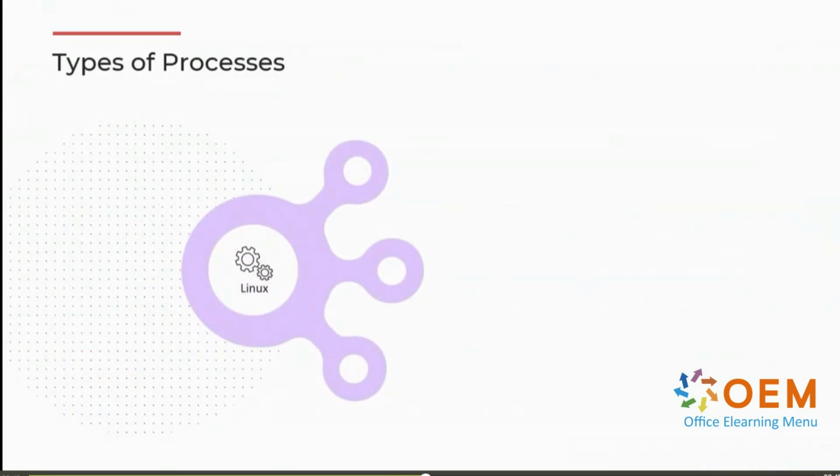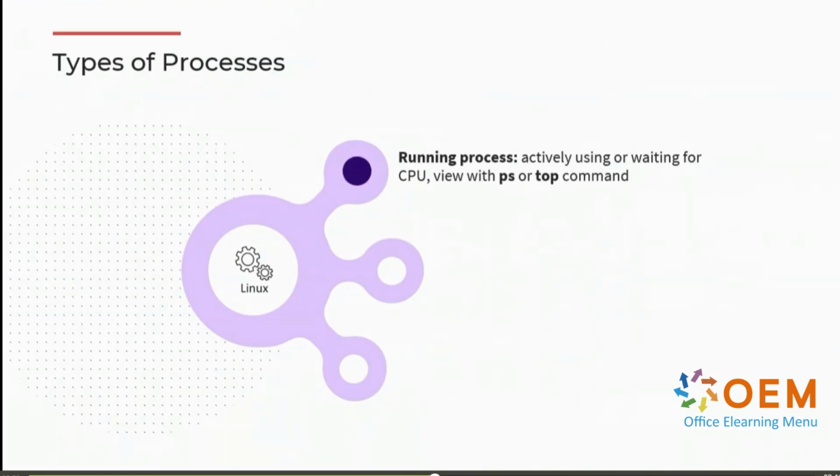What are the different types of processes? Let's go through them with examples. Running process. This one is simple. If the process is on the CPU or waiting for its turn, it's considered running. You can identify the active processes by using the top or ps commands.